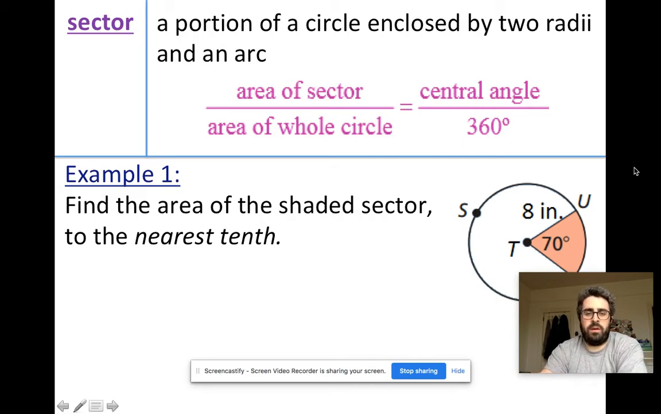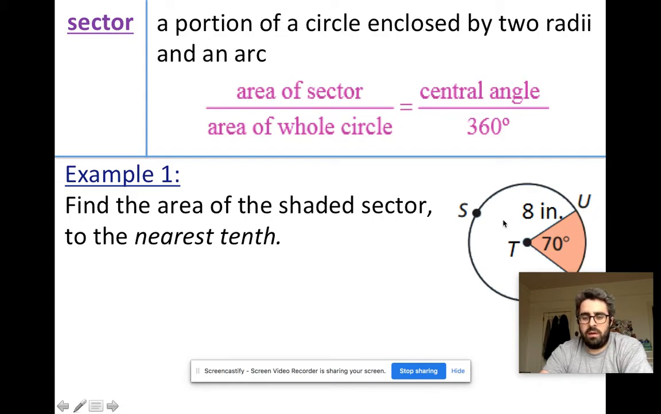So today I'm going to go over how to find the sector area of a circle when you're given a central angle and a radius. First we need to understand what a sector actually is. A sector is a portion of a circle enclosed by two radii and an arc. So it's basically just a piece of a circle.